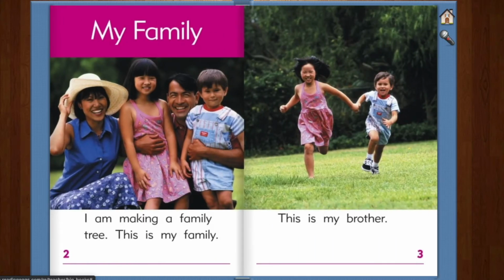My family. I am making a family tree. This is my family. This is my brother. Now straight away, I'm having a look at the family that's on the page number 2, and I know that my family in particular is a lot bigger than that family there. Yours might be bigger, or it might be a little bit smaller. But is that all that a family is about?